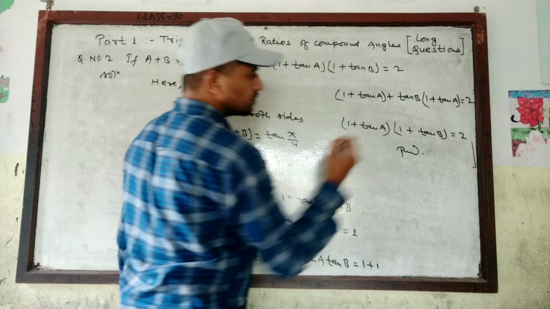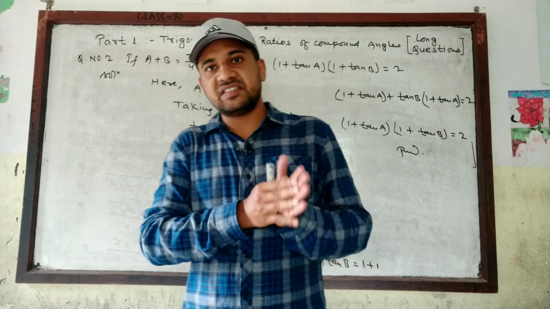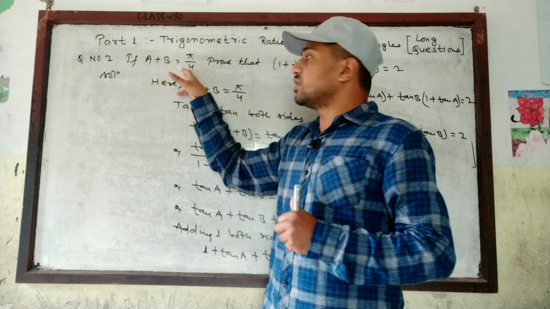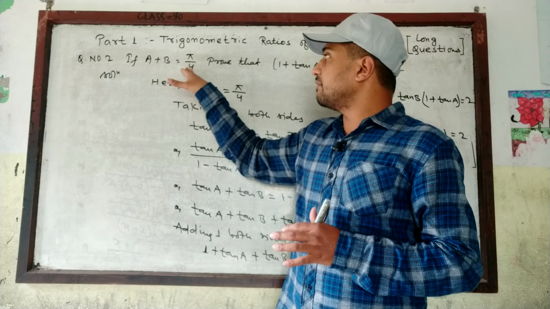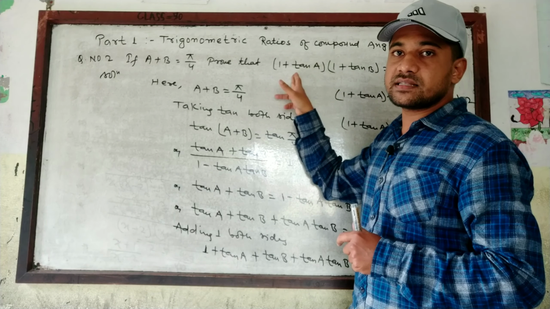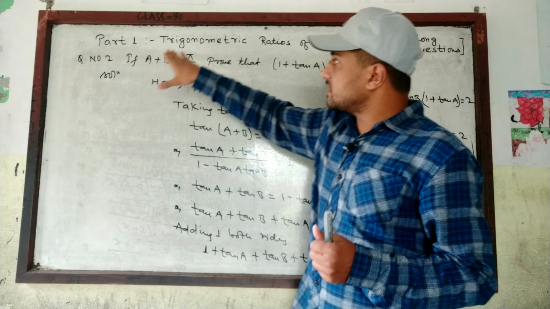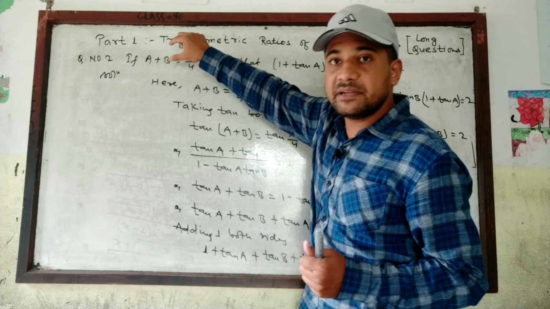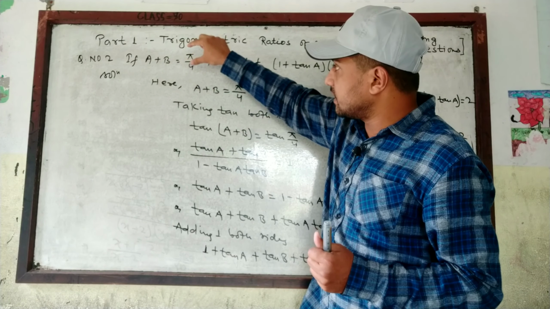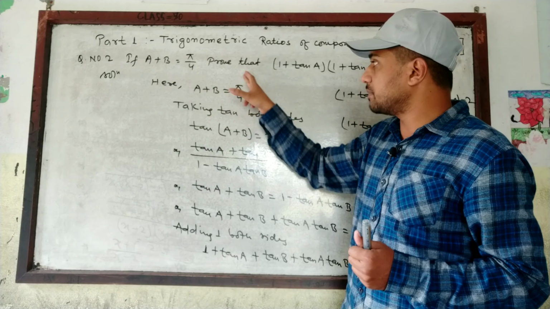Proved. In this type of question, we are not going to prove LHS is equal to RHS. We have to do it in this form, because if A plus B is equal to pi by 4 is given, we have to prove that this is equal to this. Don't take LHS. After taking LHS, what will you do? Nothing. So here what is given? If A plus B is equal to this, it means we have to take this. A plus B is equal to pi by 4 we have to take, not LHS or RHS. If this is given, we have to prove this is equal to 2. So we took here A plus B is equal to pi by 4.